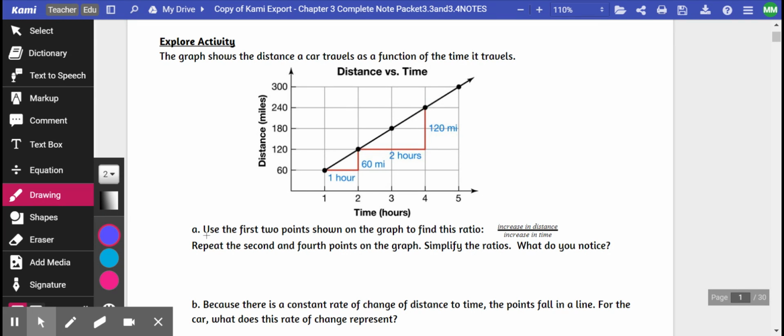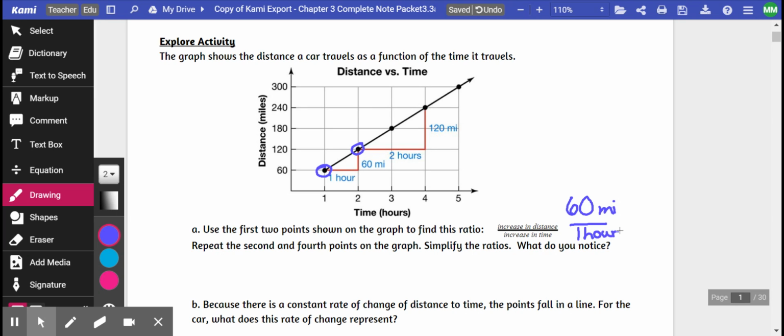So we're going to first look at using the first 2 points shown on the graph to find this ratio, the increase in distance over the increase in time. So when we look at our graph, along the horizontal axis, we have time in hours, and along the vertical axis, we have distance in miles. So it's asking us to use those first 2 points to find the increase in distance. And if we look at the distance, it is 60 miles. And the increase in time, which was 1 hour.